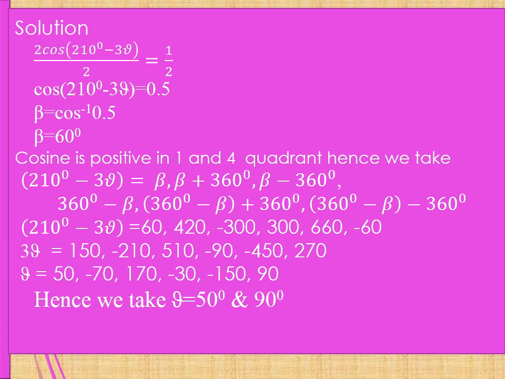And then we can move negative 3 theta to the other side, and we move the rest to the other side. And then when we solve, we are going to get 3 theta is equivalent to 150, negative 210, 510, negative 90, negative 450, and 270. And then when we divide all through by 3, we are going to get 50, negative 70, 170, negative 30, negative 150, and 90. So our solution is theta is 50 degrees and 90 degrees for the range that is given.